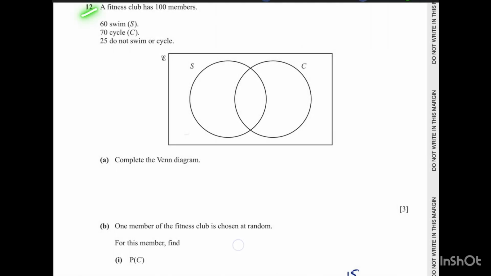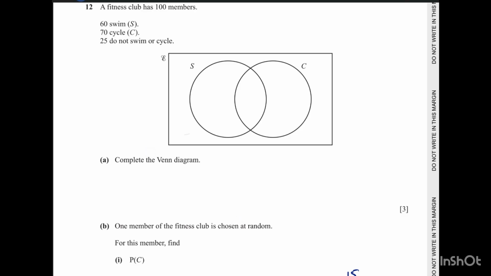Question number 12. A fitness club has 100 members. 60 swim, 70 cycle, 25 do not swim or cycle. Question A. Complete the Venn diagram. Now to complete the Venn diagram, you have to take out the idea here. See here, total number of members are 100 and out of that 60 are swimming.